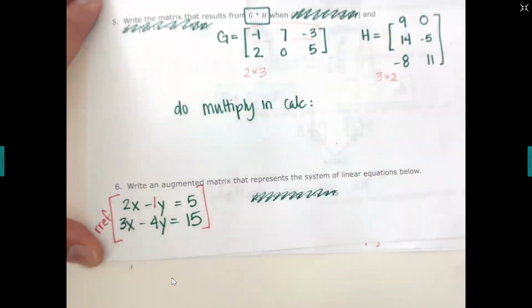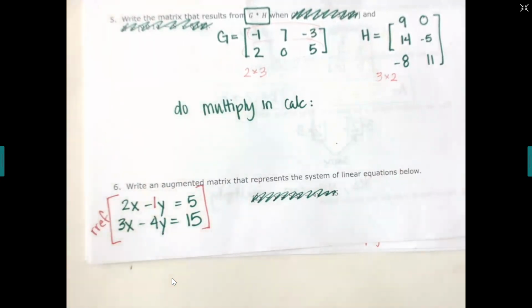Okay, now, since number 6 is already set up, I'm not gonna do that one with you. Okay, because it's a little bit easier since it's ready to go. But turn the page and we're gonna do number 7 together. But first, we're gonna have to fix it.